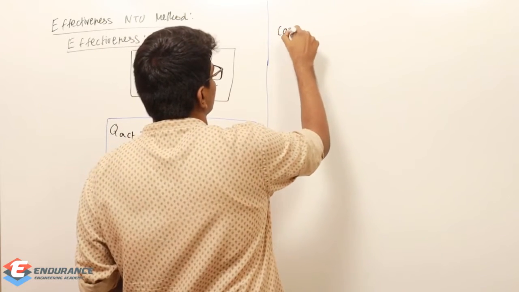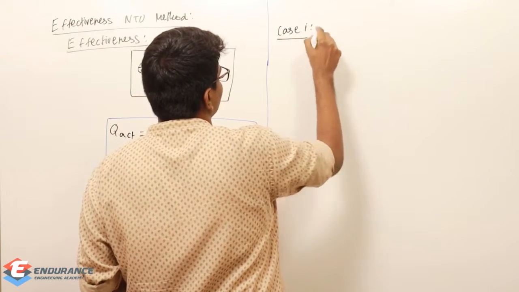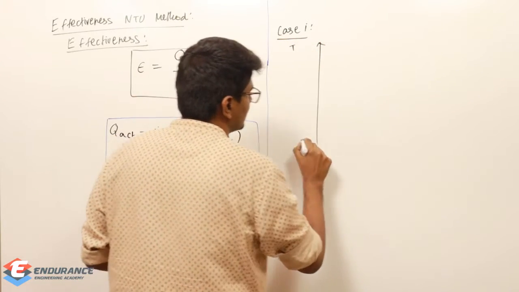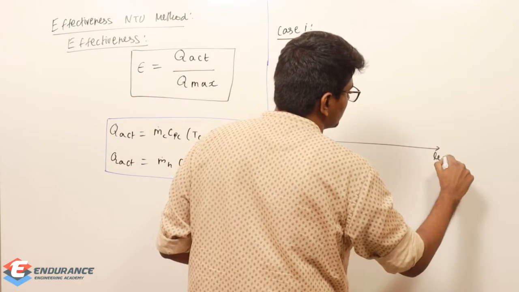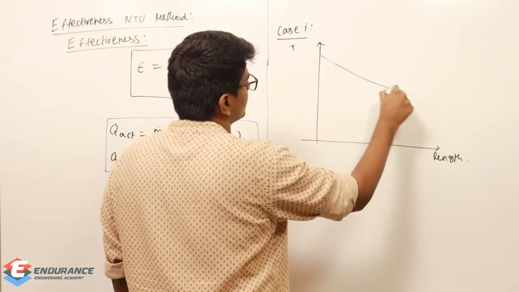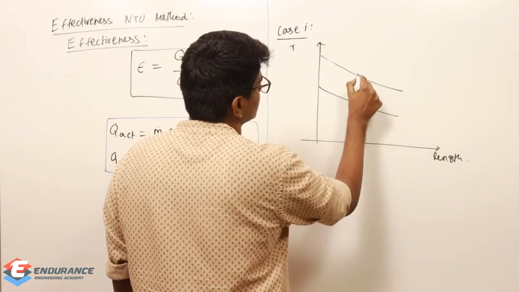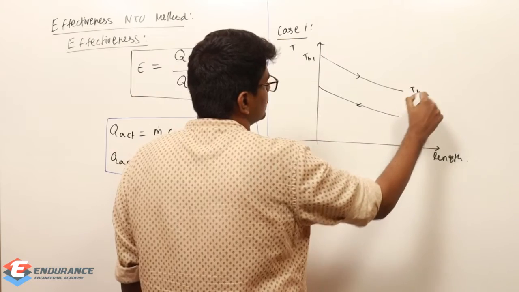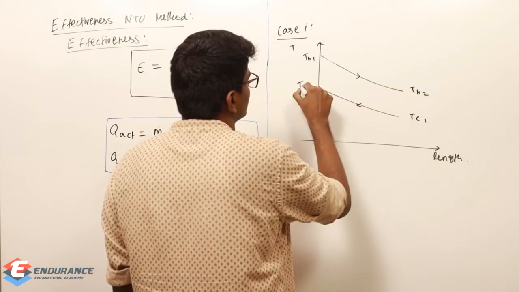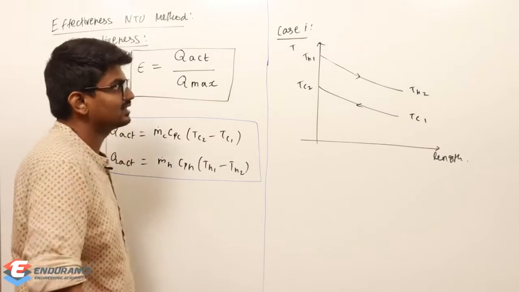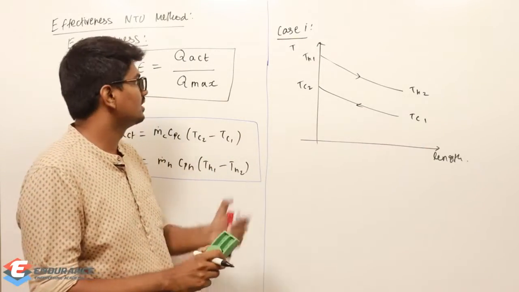The first case, case 1, let us concentrate on that. In general, let us take a counterflow heat exchanger, for understanding it easily. Now in general, how is it going to be? This is how it's going to be. This is going to be T_h1, this is going to be T_h2, this is going to be T_c1, this is going to be T_c2. But this is an actual case.